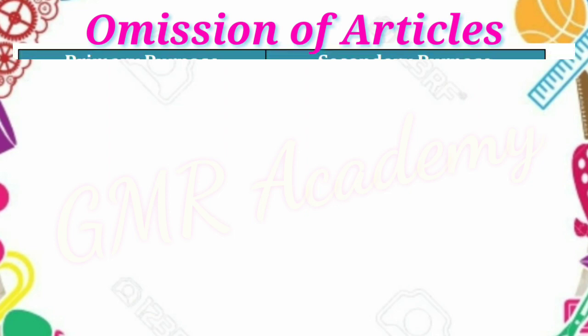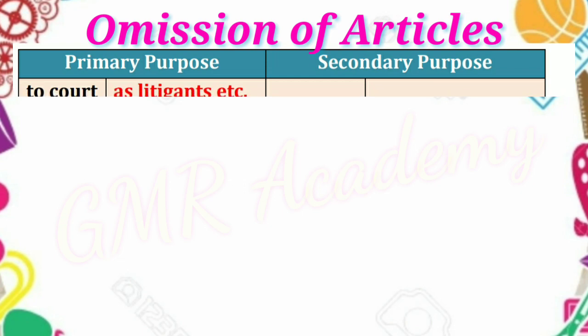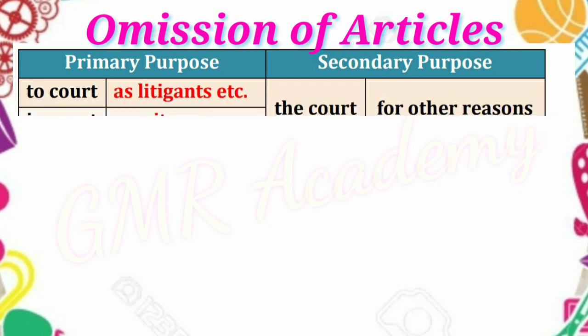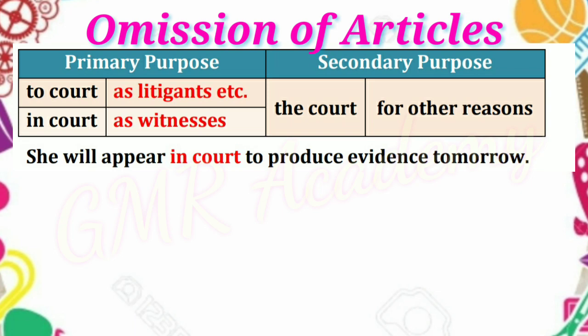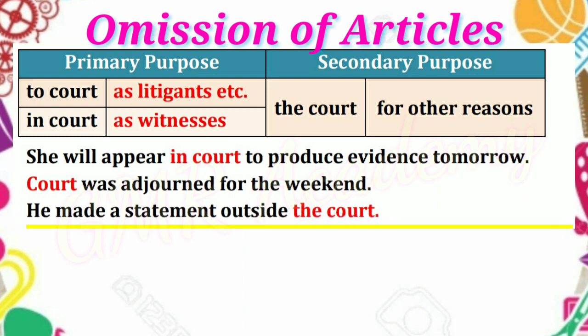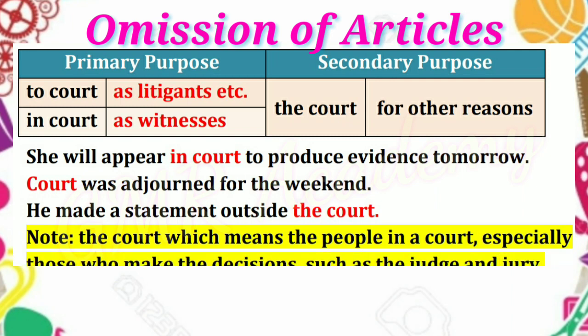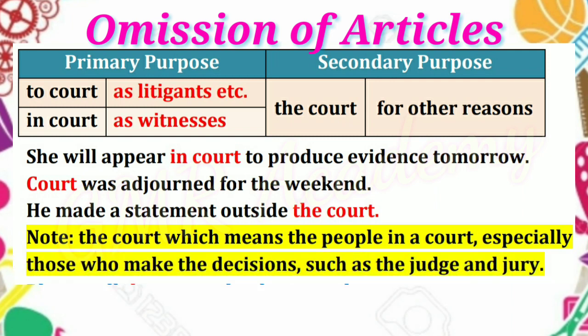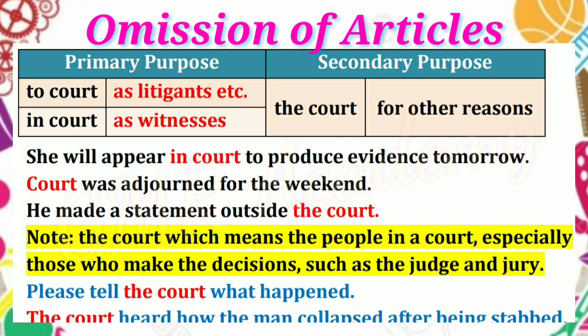No article is used before court when we have the primary purpose. That is, to court, which means as litigants or to commit crimes, etc. In court, which means as witnesses. For the secondary purpose of court, we should use the definite article "the" before court, which means for other reasons. Example: she will appear in court to produce evidence tomorrow. Court was adjourned for the weekend.